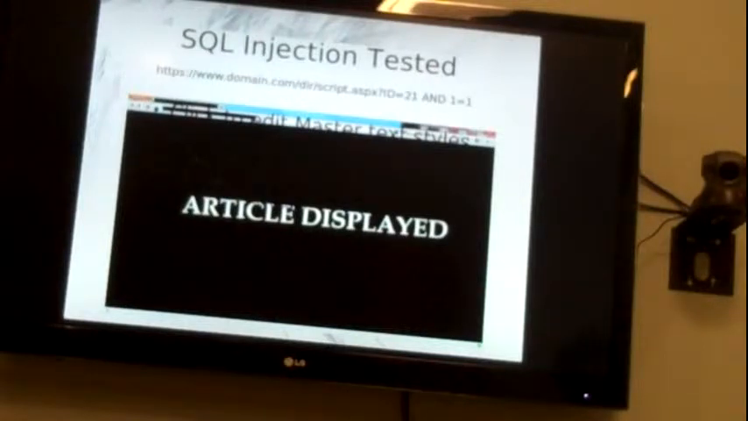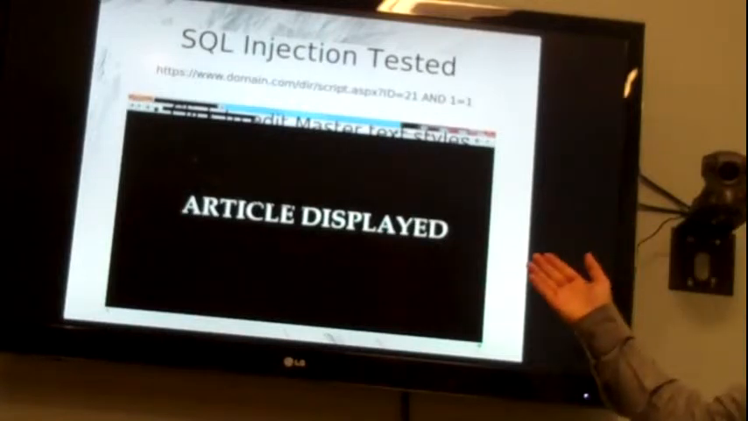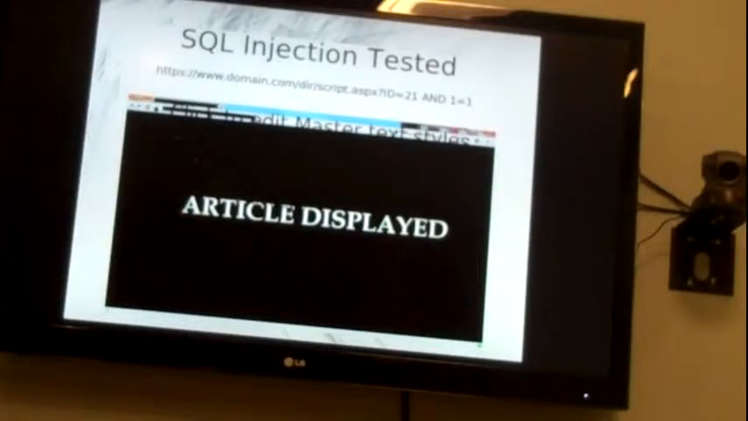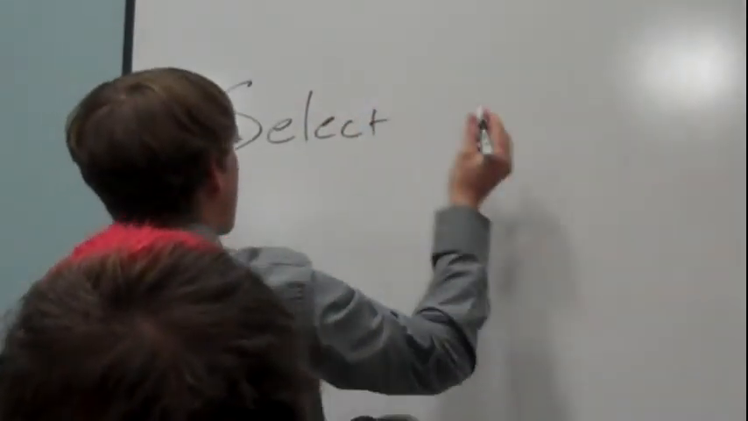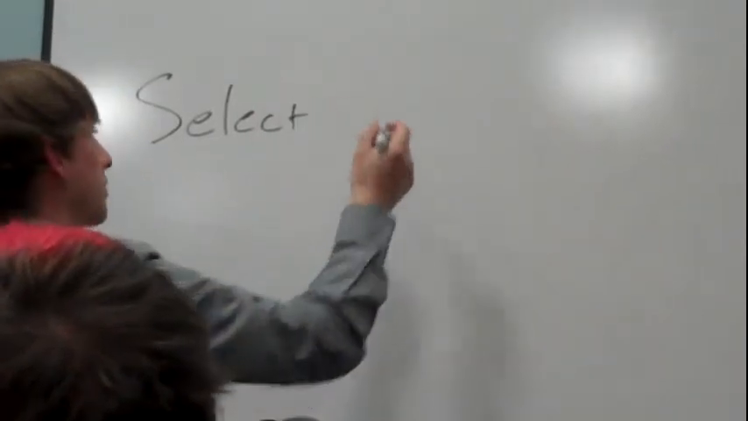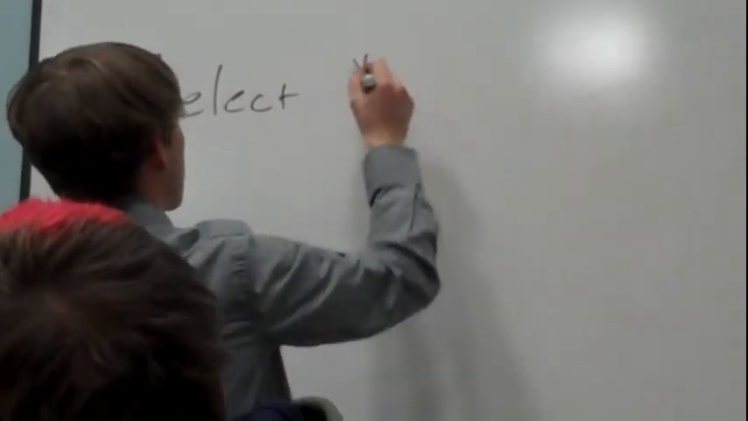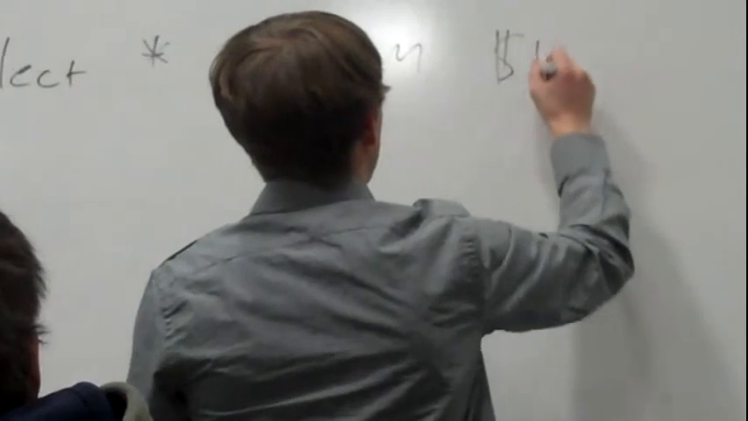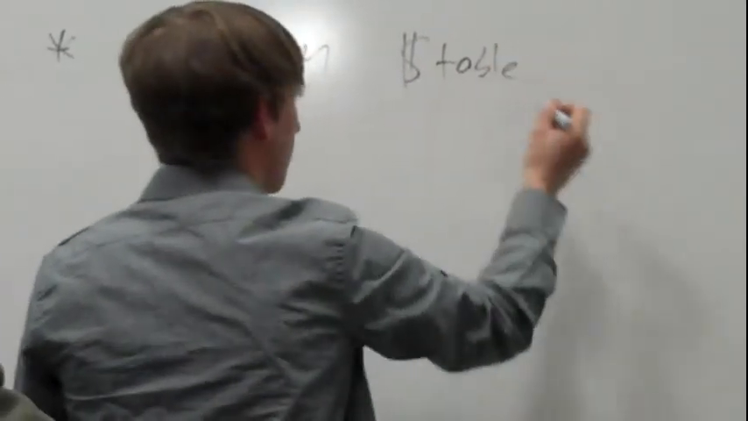So the first thing that I did was test the regular SQL syntax. The ID equals 21 and 1 equals 1. So if you want to imagine where this would be when the SQL statement is executed on the web server, it would look something like this. It would be select, and then you would have the name of the columns you wished. So it could be, we'll just say star for now, to select all columns from, and then you have your table name, which is right now unknown.